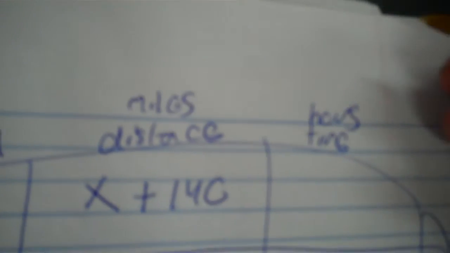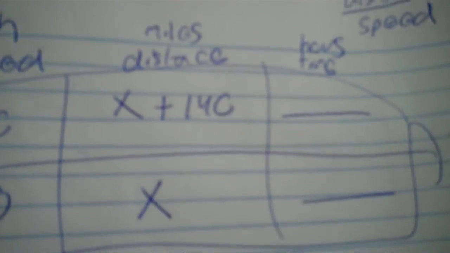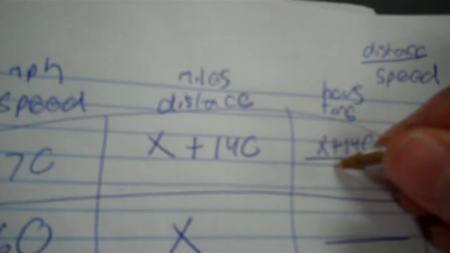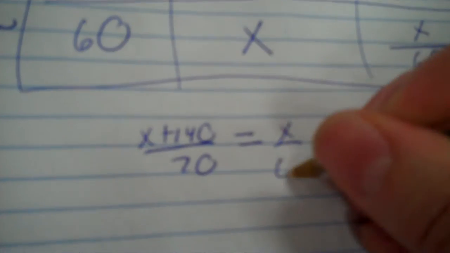Okay? So, time is distance, taking the distance divided by the speed. Well, I'm not actually going to divide, but so the distance is X plus 140 here, and the speed is 70. Here it's X and 60. Now we have our proportion, X plus 140 over 70 equals X over 60. They're equal because they travel for the same time. It says so in the first sentence. So I got to do the A, B, C, D. So A times B equals C times D.